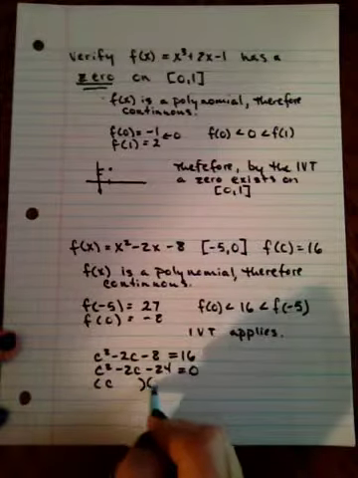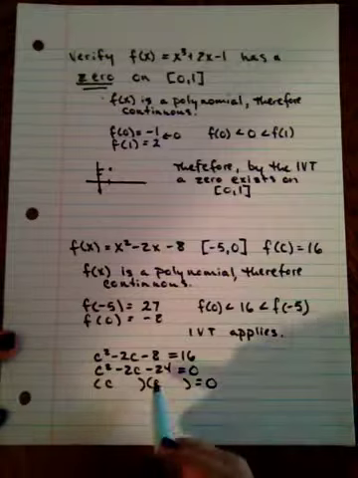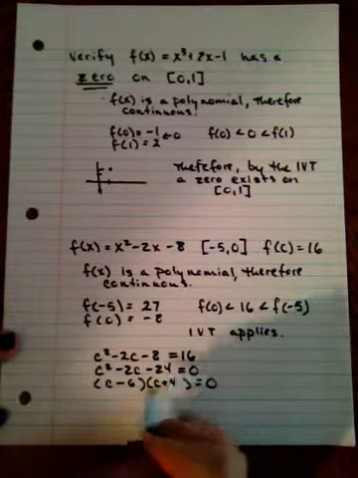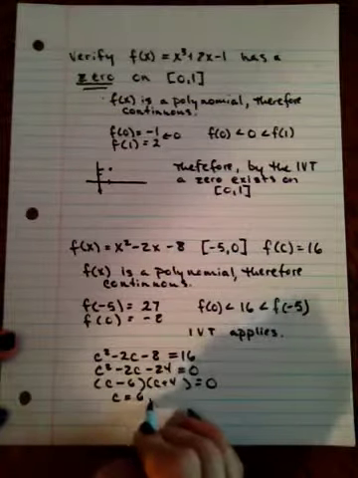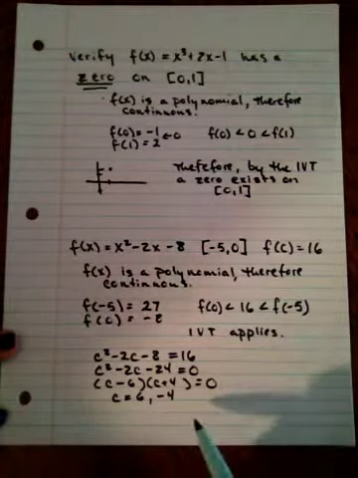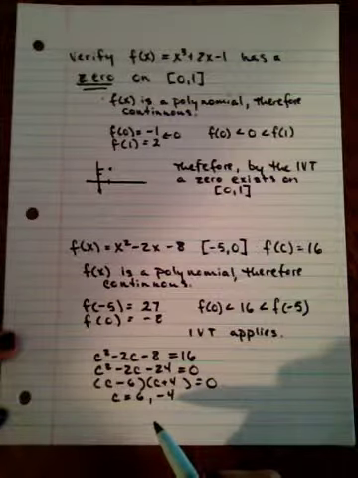Factor it, and factors of 24 are 6 and 4. I'm going to do a minus 6 and a positive 4, and that'll give me a negative 2c in the middle. So c equals 6 or negative 4. Now it's important to go back and see if both answers apply or if just one answer applies. The intermediate value theorem guarantees at least one answer.